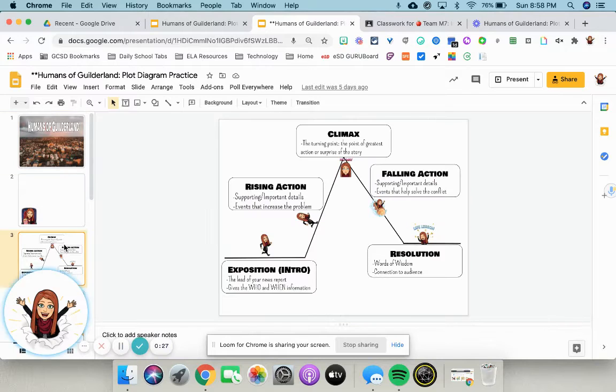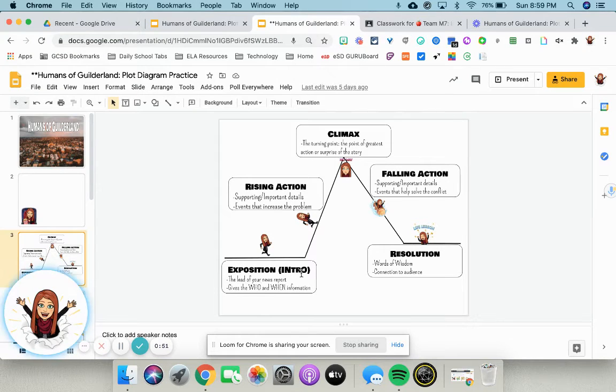But before we get started, let's take a look again at our plot diagram. This week in class, we learned that all parts of a Humans of New York or Humans of Guilderland writing piece follow this plot diagram. At the end of the day, it's a story, right? And Brandon Stanton wants to hook our attention. He wants to take us on a really interesting ride.